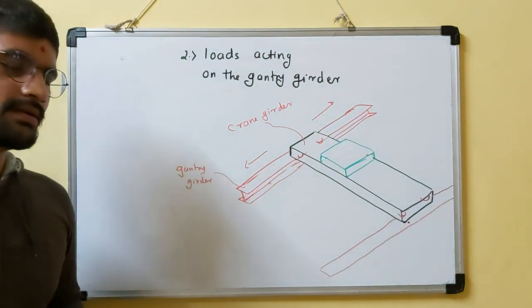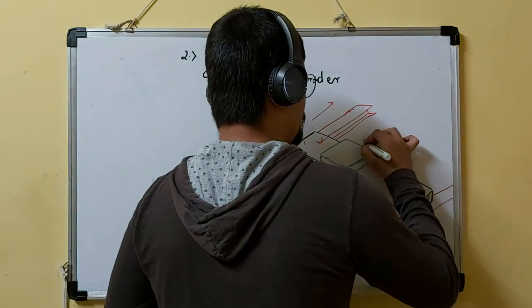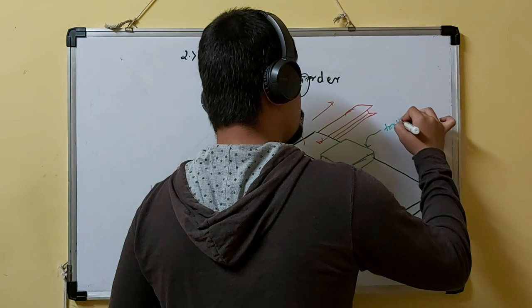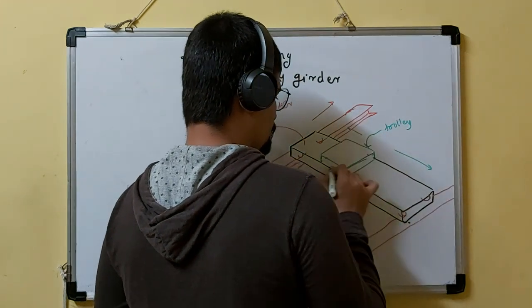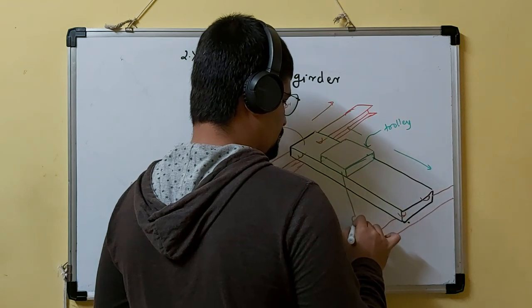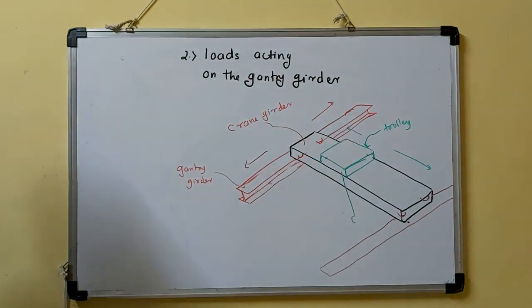This green color is the trolley. It will move in the lateral direction like this, and the hook is placed here.